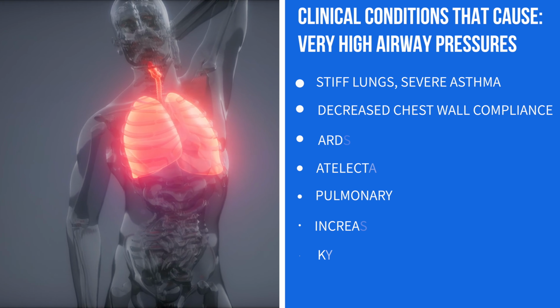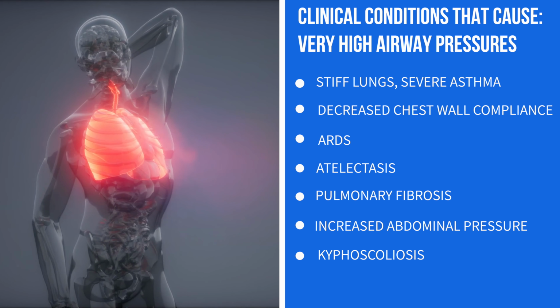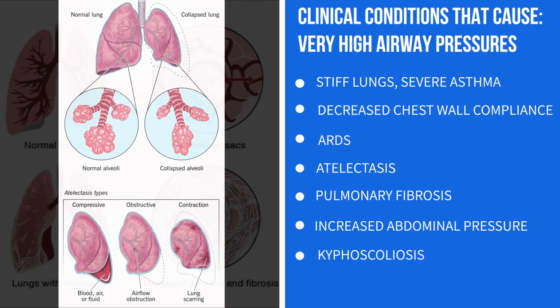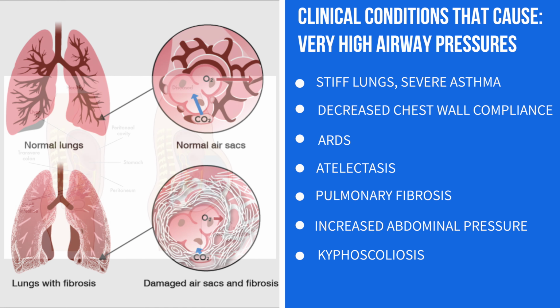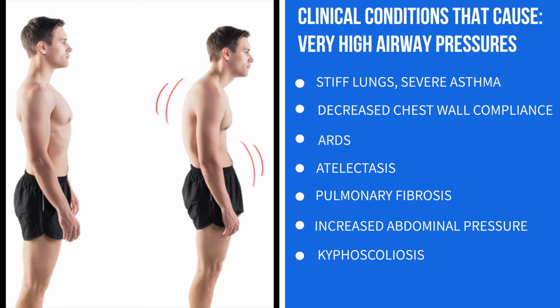An example is a patient with stiff lungs and decreased lung or chest wall compliance, such as ARDS, atelectasis, pulmonary fibrosis, increased abdominal pressure, or kyphoscoliosis.